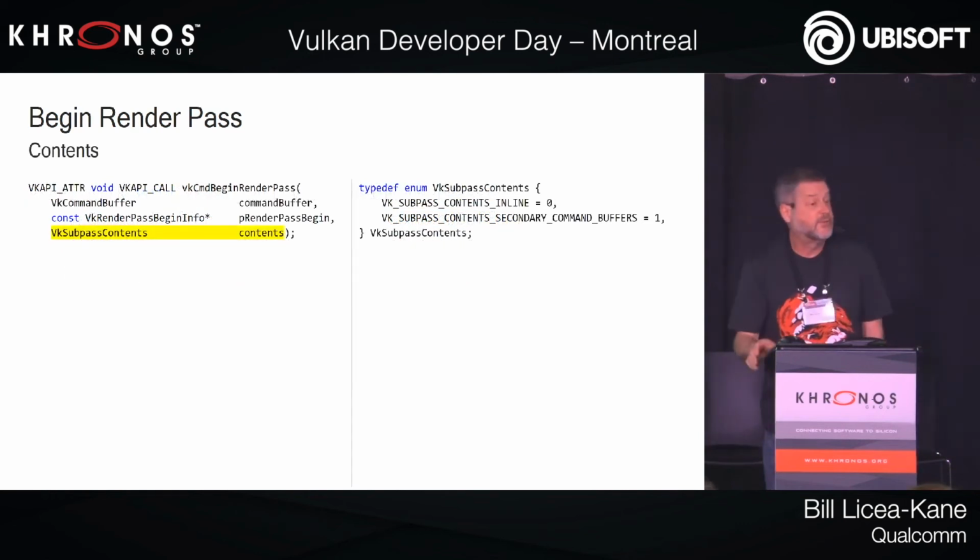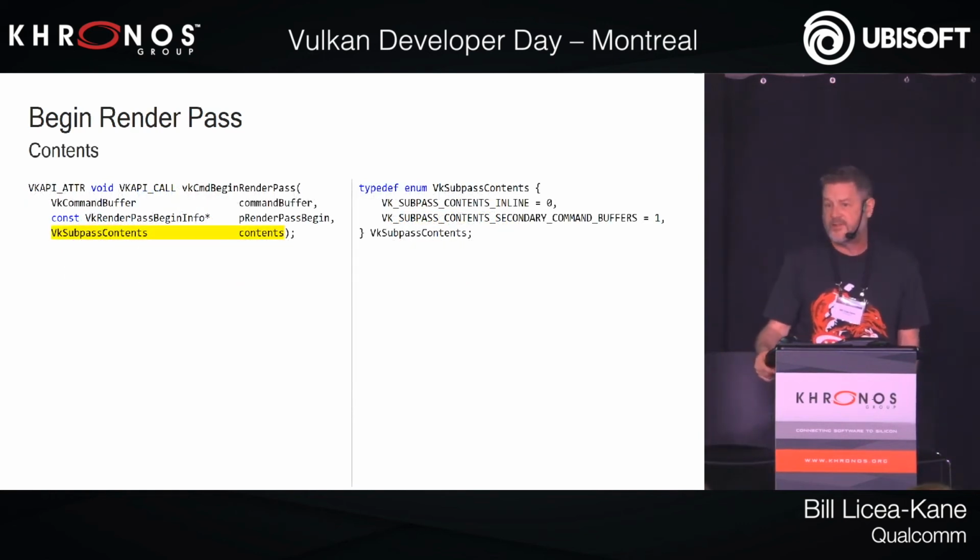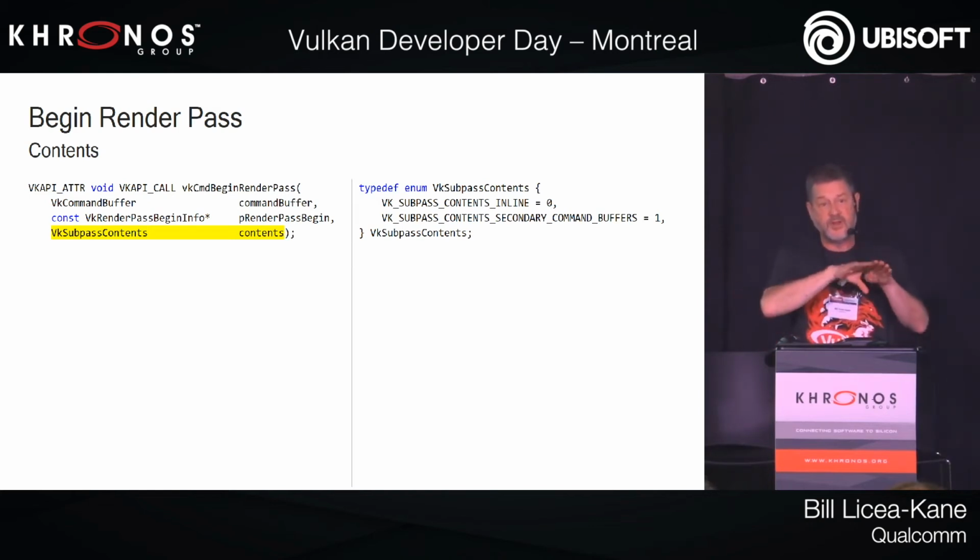Subpass contents: you have two ways of putting subpass contents into a render pass or a subpass. Either inlining it in the main command buffer, so all of your commands end up from begin render pass through to the next subpass, you're building it in the main command buffer, or you can execute to a secondary command buffer. Each individual subpass, you have your choice of whether or not you want to do everything in the top level or everything in the bottom level.